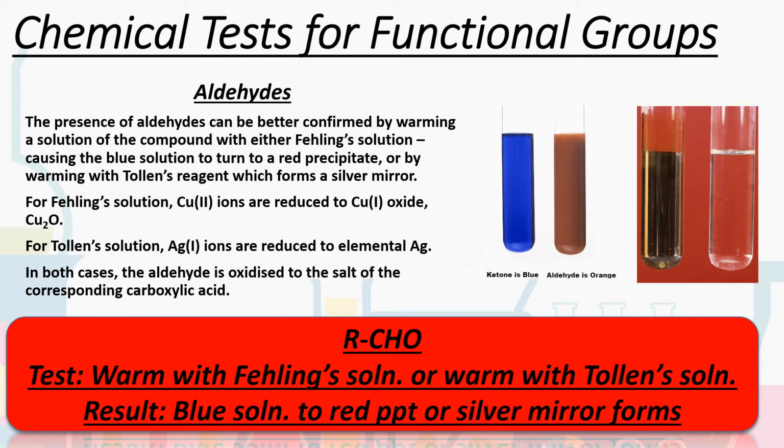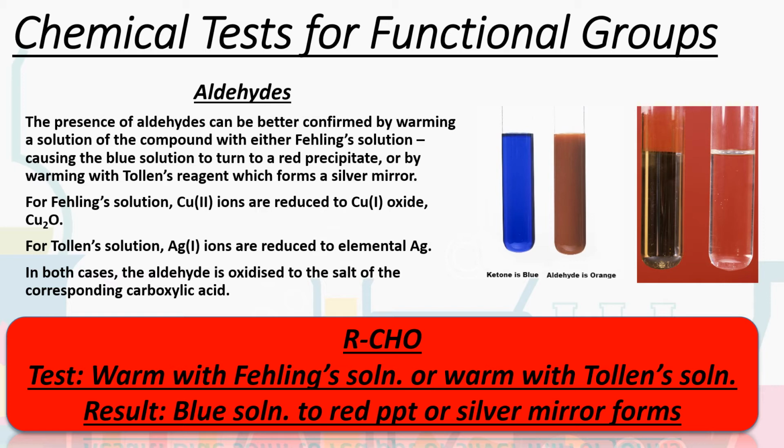The next functional group is aldehydes. So we've already said that we could confirm an aldehyde by using the acidified potassium dichromate. That's not a very good test though, because it could also show the presence of alcohols. And so a better way to test for the presence of an aldehyde is to warm a solution of the compound with either Fehling's solution, which is a blue solution of copper hydroxide, essentially.